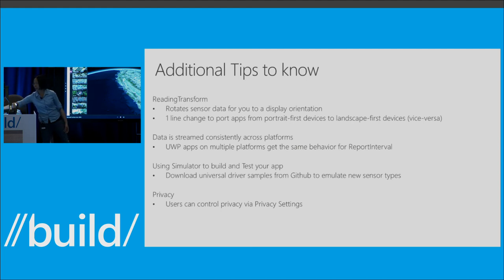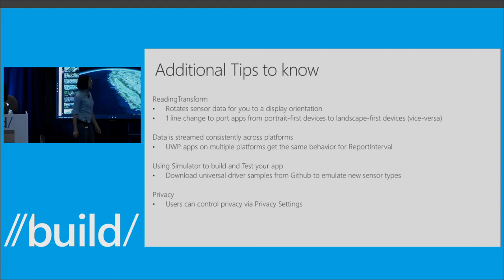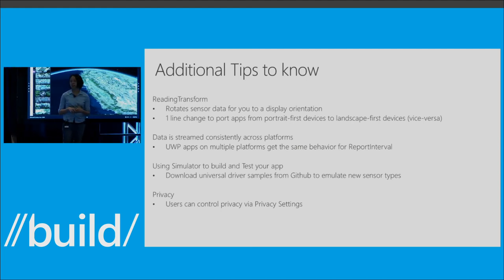So that's reading transform. And then the other things, real quickly: sensor data is actually now streamed consistently across platforms. So what that means is if you're on a desktop machine, on an IoT device, on a phone, or on Surface Hub, you get the same behavior. Just remember to set the report interval, or use the default if you don't care. Basically, that sets how frequently you get the data.